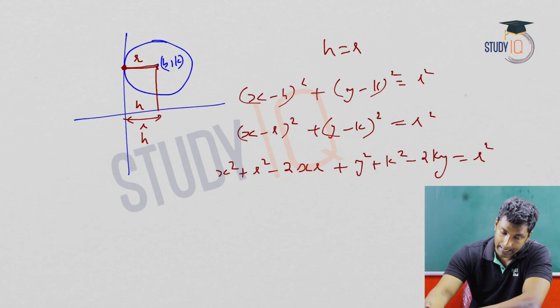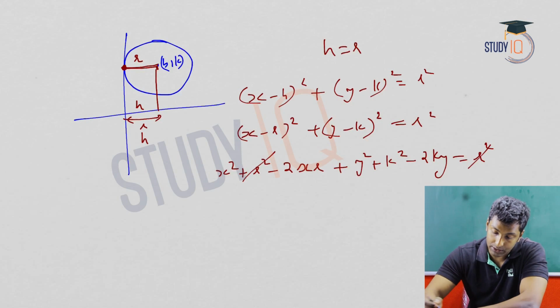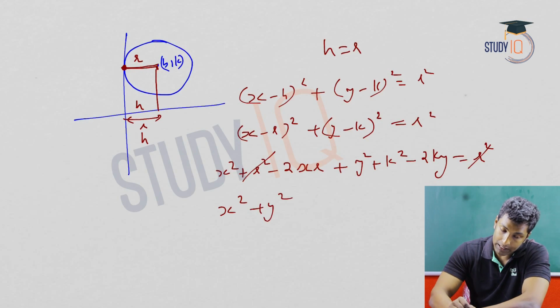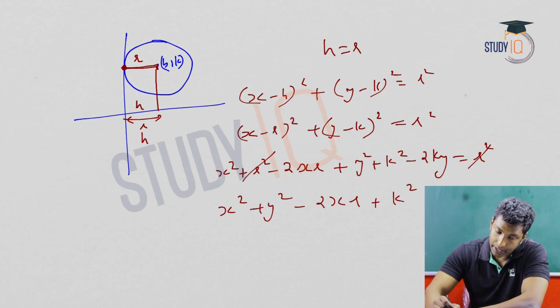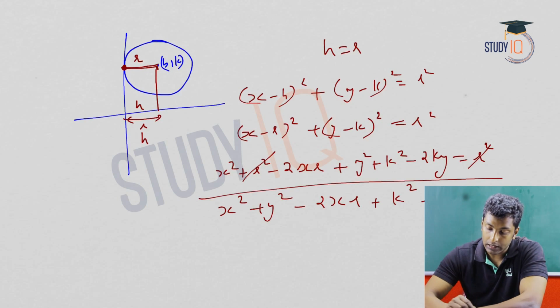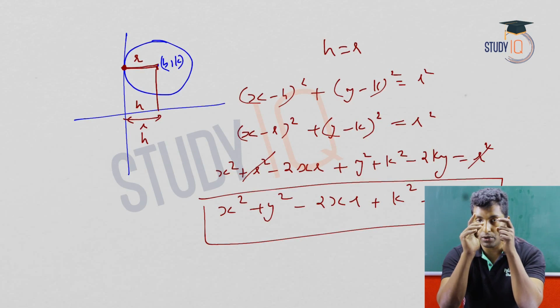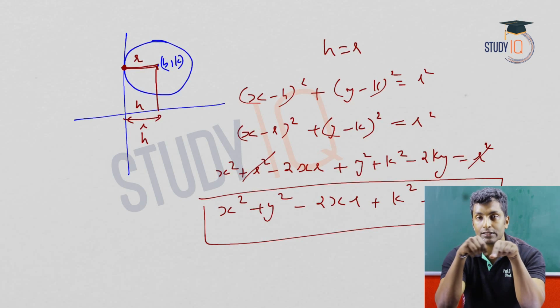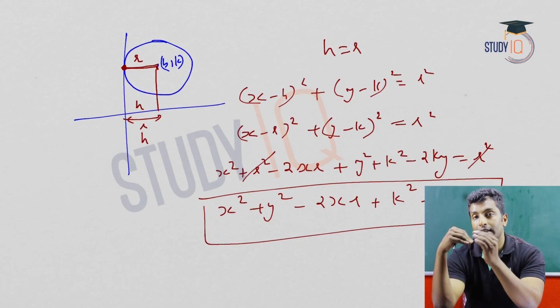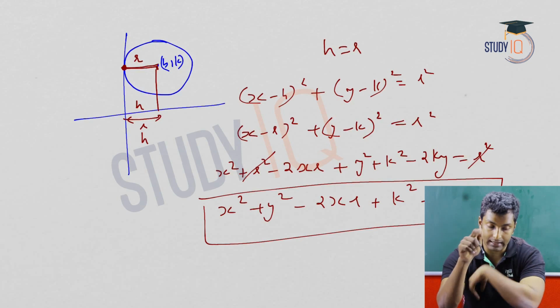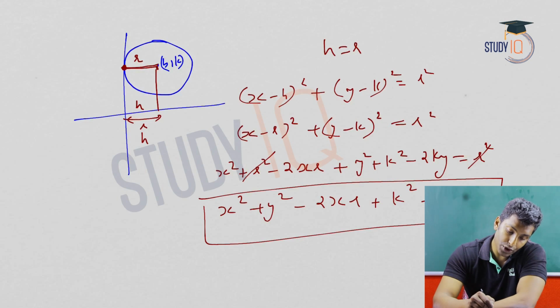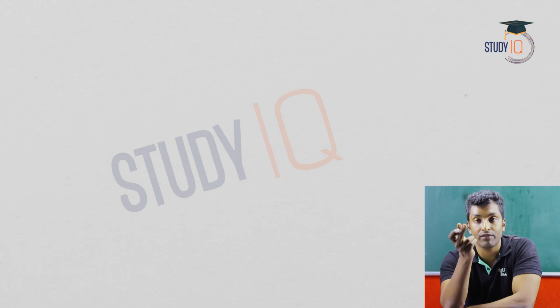So which one will get cancelled out? You'll get this r square and r square getting cancelled out. So x square plus y square minus 2xr plus k square minus 2ky, okay, equal to 0. So this is the equation of a circle which is touching the y-axis. So I hope you understood these 5 cases: general equation, center as origin, passing through origin, touching x-axis, touching y-axis. One more case, it is going to touch both the x-axis and y-axis.